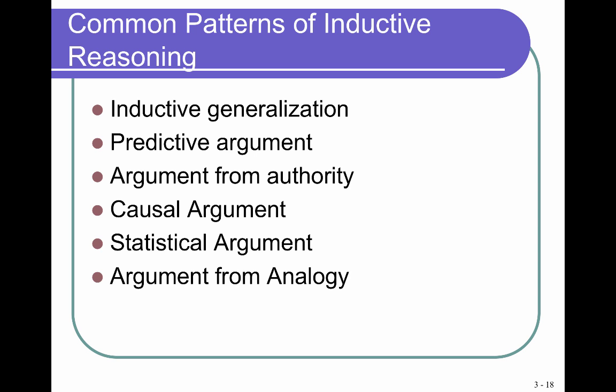expert or some kind of witness, as evidence to support your conclusion. In a causal argument, you're linking something that occurred to an earlier occurrence and saying that one thing caused another to happen. A statistical argument is obviously based on using statistics as evidence to support a conclusion. And an argument from analogy is where you compare 2 or more things and say that they're alike enough in some way that what's true for one thing is also true for the other thing. So now let's look at each of these kinds of inductive arguments individually.